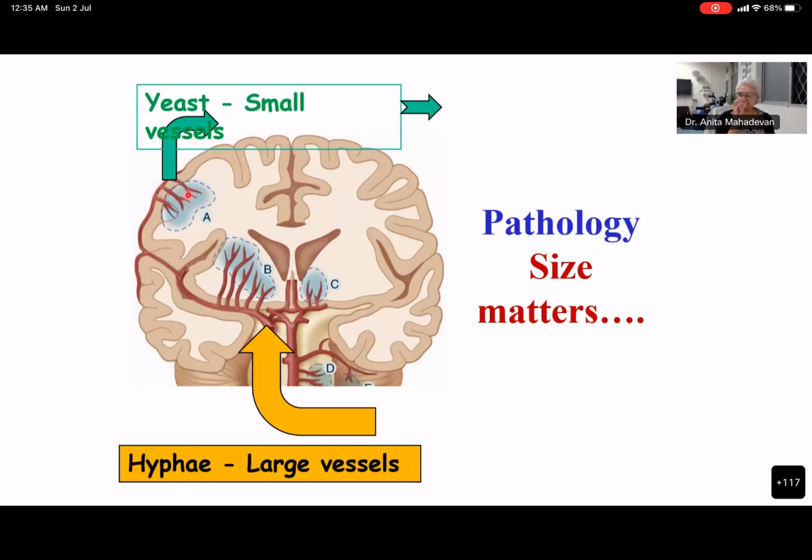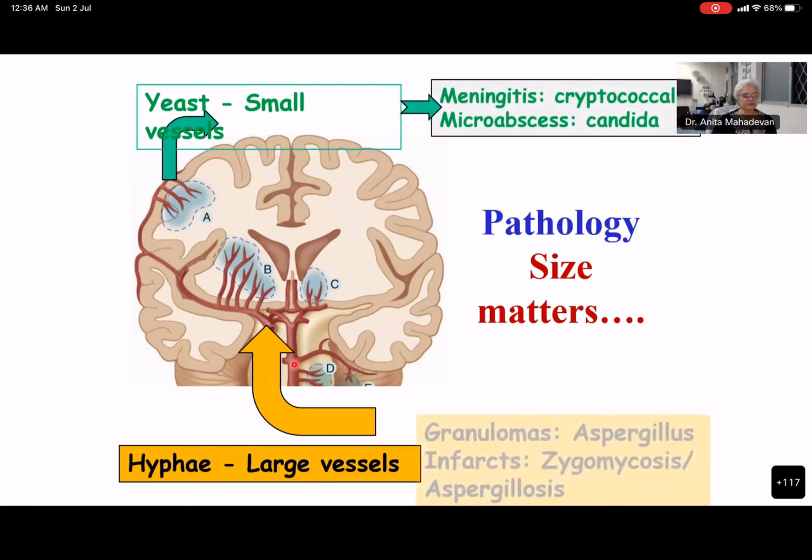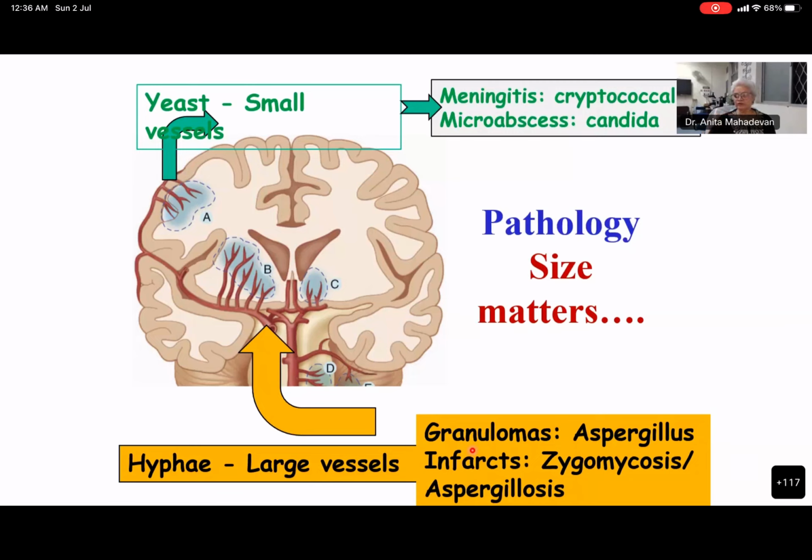and they produce microabscesses. So they will present with encephalitis. Encephalitis. Very good. See, CNS is so simple, isn't it? Okay, so it either presents with meningitis or microabscesses, and that's what yeasts produce. Now, if you look at hyphae, they're going to block larger blood vessels. So because of that, they can either produce granulomas, which is what you see in Aspergillus, or it may produce infarcts because of angioinvasion, which is what you see in zygomycosis. Remember, Aspergillus can also produce infarcts. Is that clear? So very simple. Yeasts produce microabscesses, cryptococci, meningitis. Large hyphal forms produce either granulomas or infarcts.